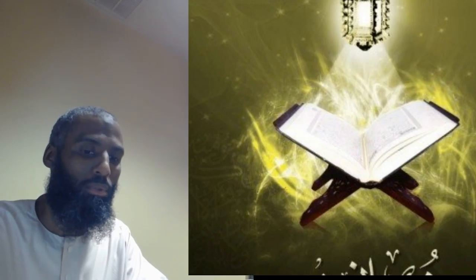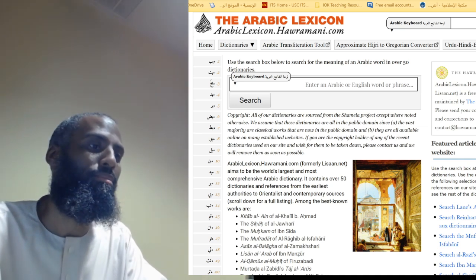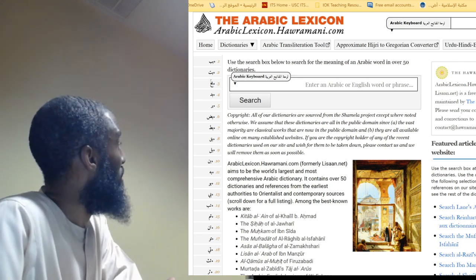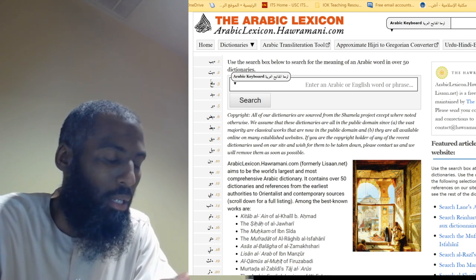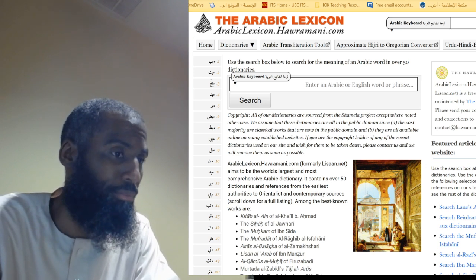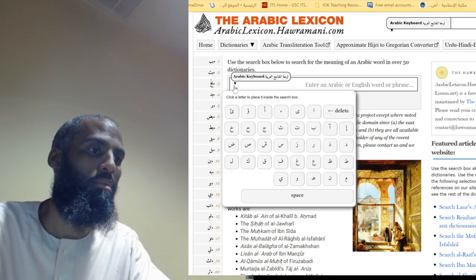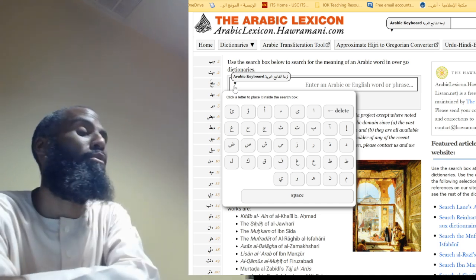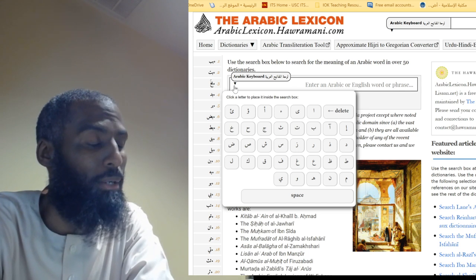Alright. Oops, didn't mean to do that. I meant to do this. Okay, this is called the Arabic lexicon, and it's a very nice tool, if you will. They have several different dictionaries, Arabic as well as Arabic English. For instance, if I want to look up a word, I go right here to the arrow, I don't know if you can see it or not, and the Arabic letters drop down for you. From there, you can punch in the Arabic letters, whatever you wish to know.